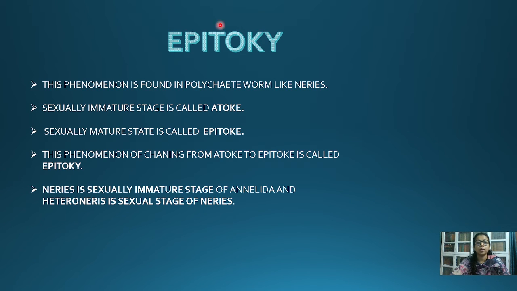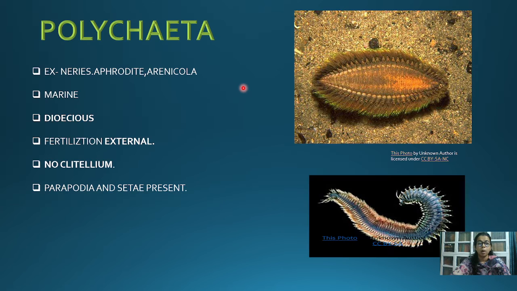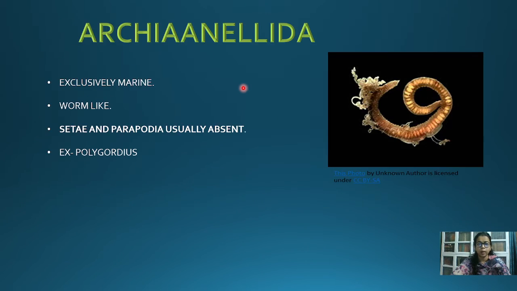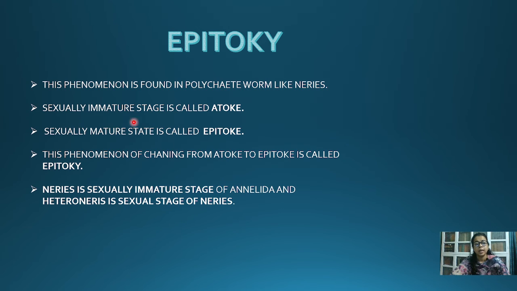Moving to the last part, what is epitoky? Epitoky is a phenomenon usually found in the polychaete class, mainly in Nereis. The sexually immature stage is known as the atoke and the mature stage is known as the epitoke. The change from the sexually immature stage to the mature stage is known as epitoky. So, Nereis is the sexually immature stage, and Heteronereis is the sexually mature stage of Nereis. This phenomenon is known as epitoky.